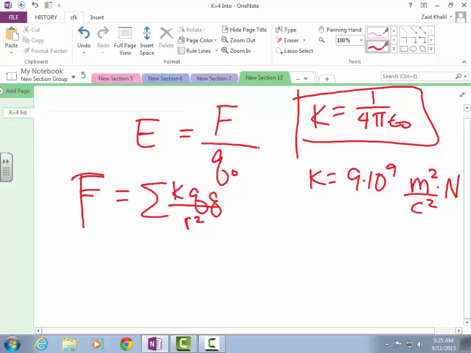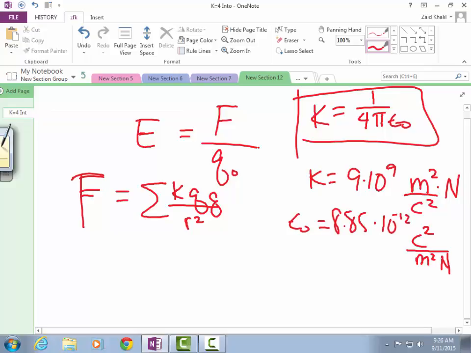Clearly, epsilon naught would just be the inverse of this. And it's 8.85 times 10 to the negative 12. There's reasons why, and you'll see this when we get to Gauss's law, there's reasons why epsilon naught is used when you get into your second course.